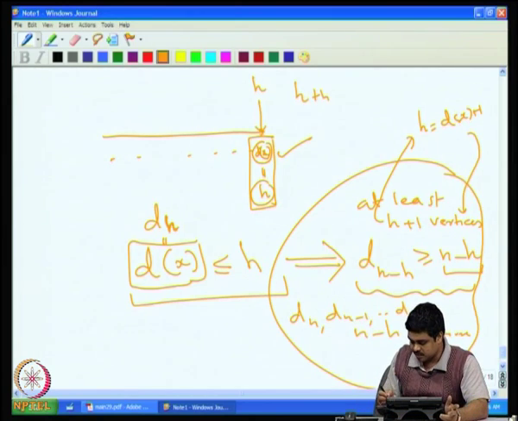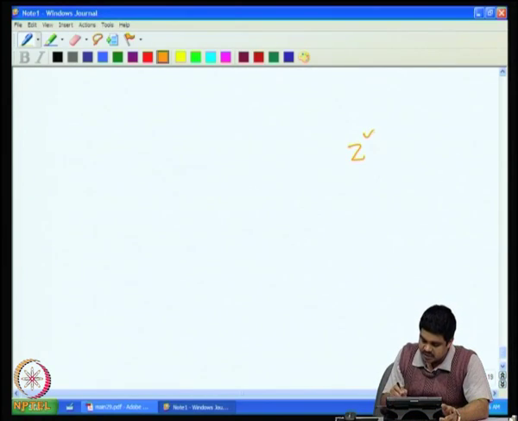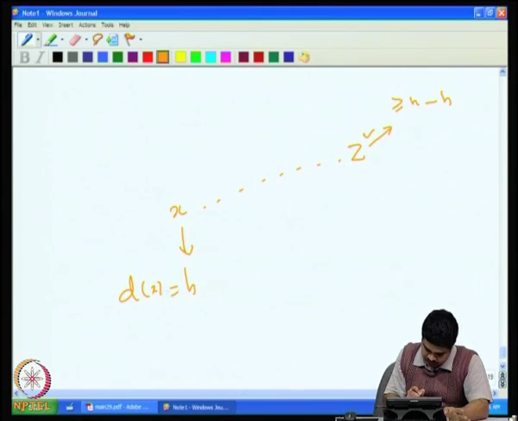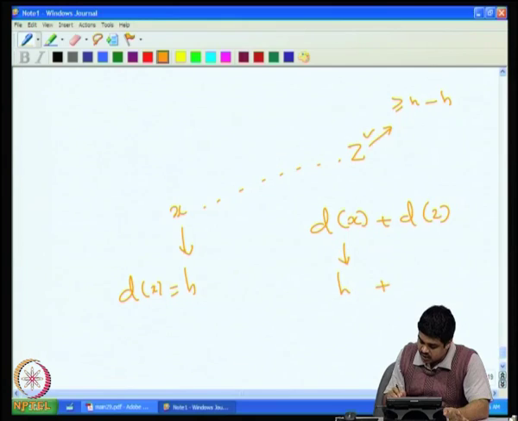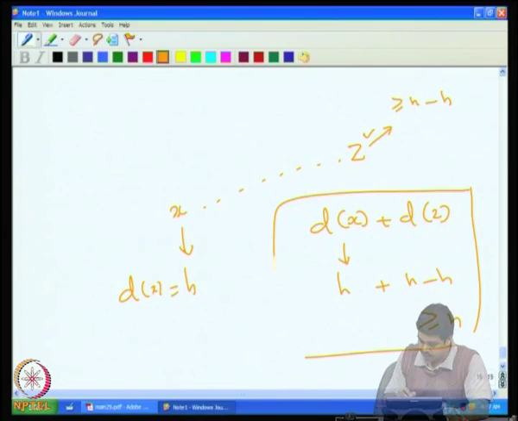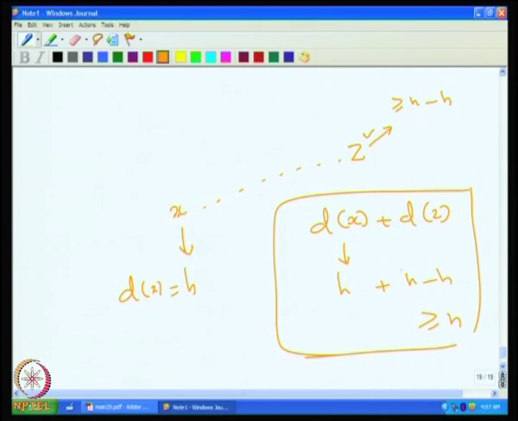So, one vertex among them, let us say some z, has to be such that it is not adjacent to x, right. So, it is not adjacent to x, but on the other hand its degree is at least n minus h, and d of x is equal to h. Now, for this non-adjacent pair, if I consider d of x plus d of z, what will I get? I will get h for this, and here at least n minus h, so that is greater than or equal to n.